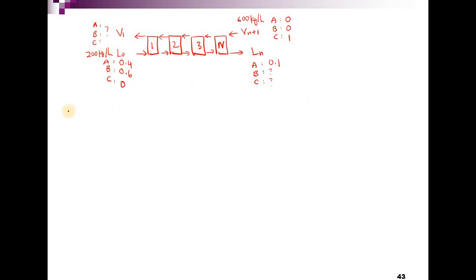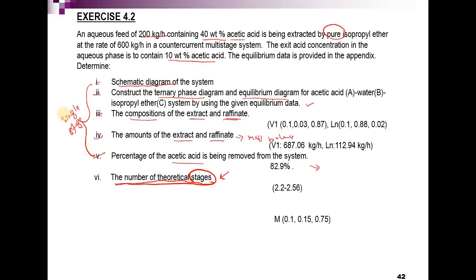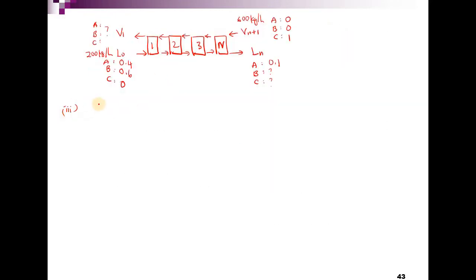First, we want to calculate the composition of the extract and raffinate, which means we want to know how many A, how many B and how many C in the raffinate, and how many A, B and C in the extract. So we want to know this. We will solve it using the graphical method, and before that we should find the coordinate of M.